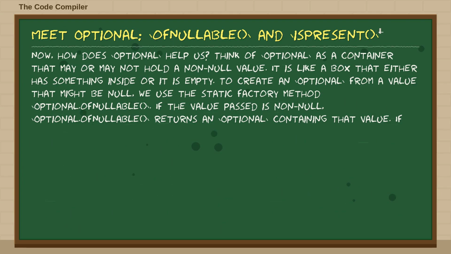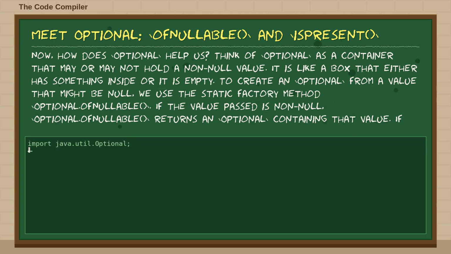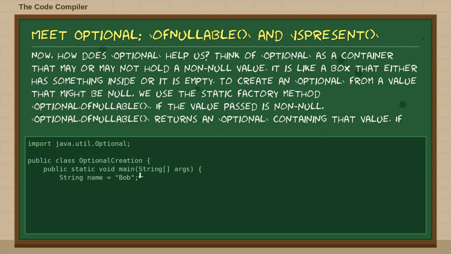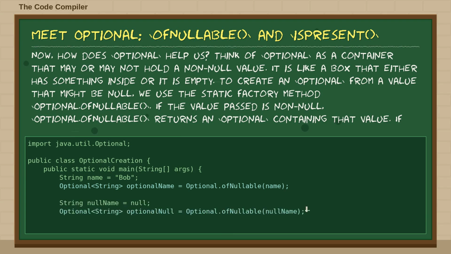Once you have an Optional object, you can check if it contains a value using the isPresent method, which returns true if a value is present and false otherwise. This clearly communicates to other developers that this value might be absent, forcing them to handle both scenarios explicitly. This simple step prevents many null pointer exception issues.